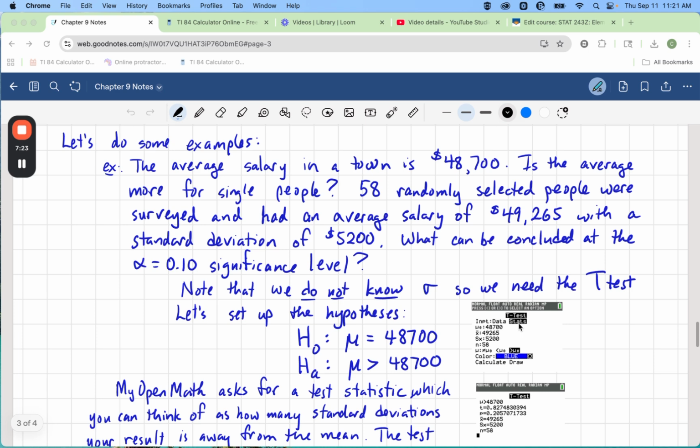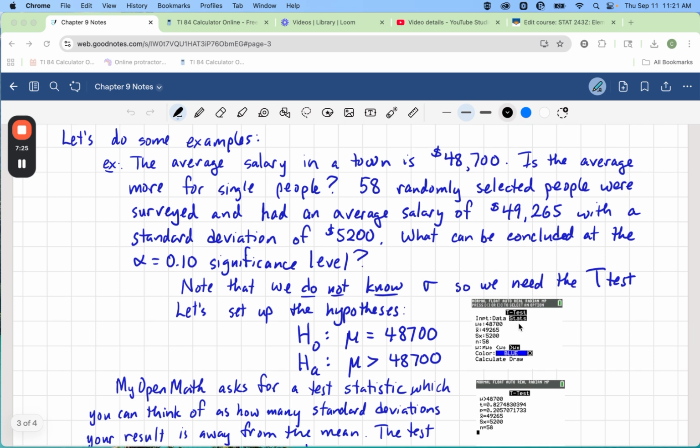So let's do some examples. The average salary in a town is $48,700. Is the average more for single people? So 58 randomly selected single people were surveyed and had an average of $49,265 with a standard deviation of $5,200. What can be concluded at the 10% significance level?